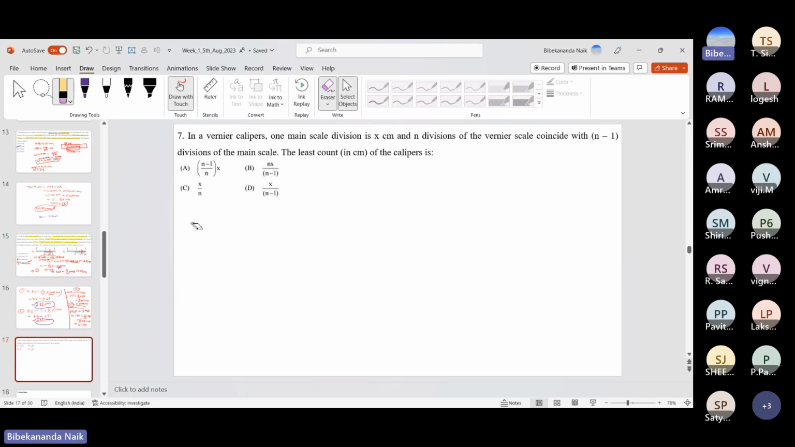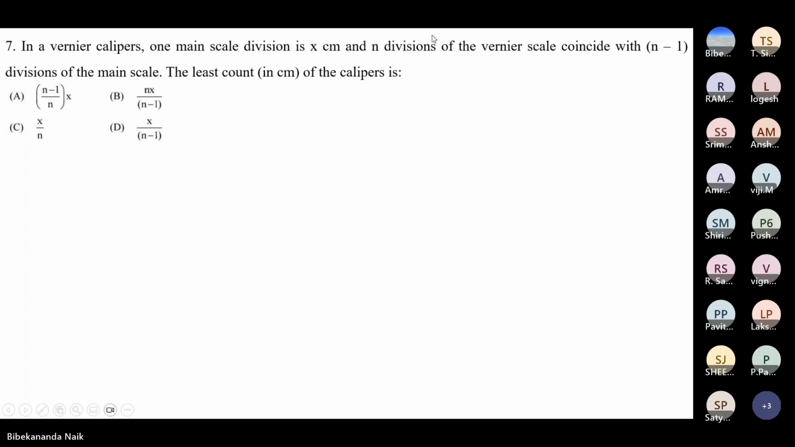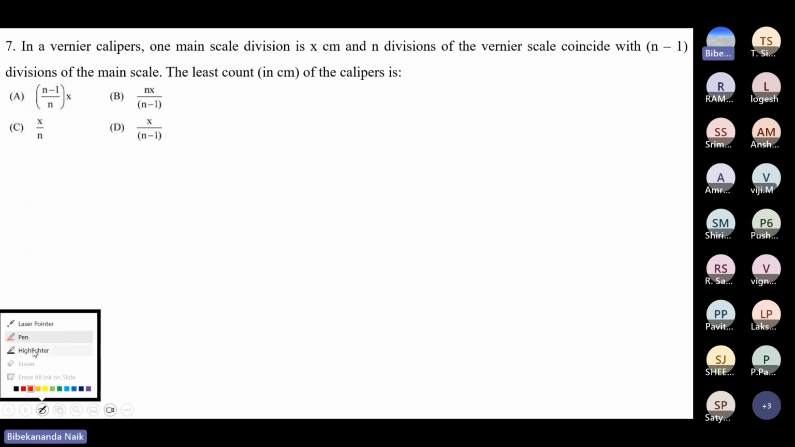So we'll solve the next question. This is a very easy question. The question says, if in a vernier caliper one main scale division is x centimeter and n divisions of the vernier scale coincide with n minus 1 divisions of the main scale, the least count in centimeter of the caliper is. This is a very easy question, but the variables are different here. So you will be solving it in terms of x and n, because x and n are given.